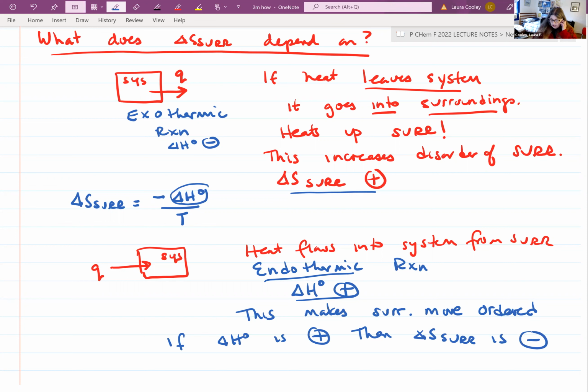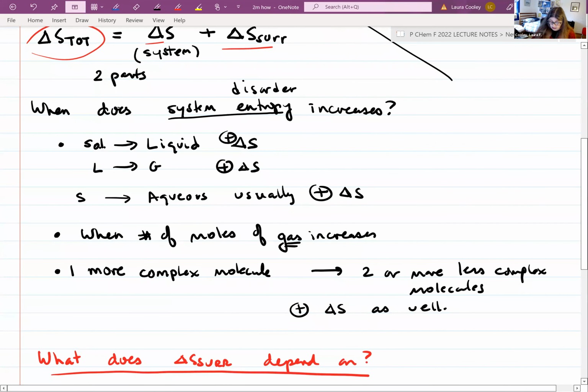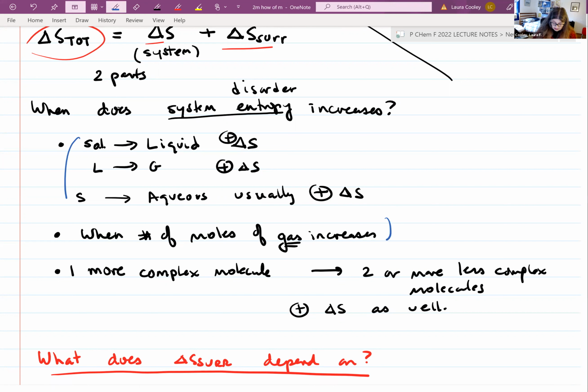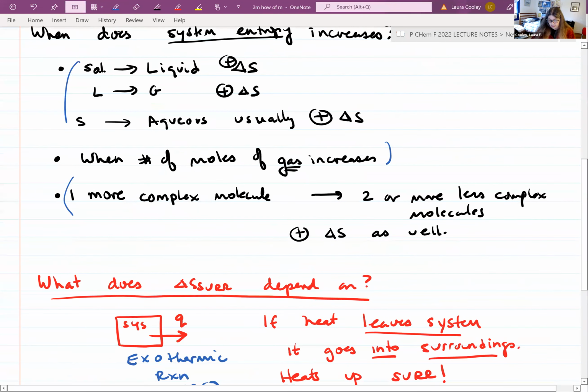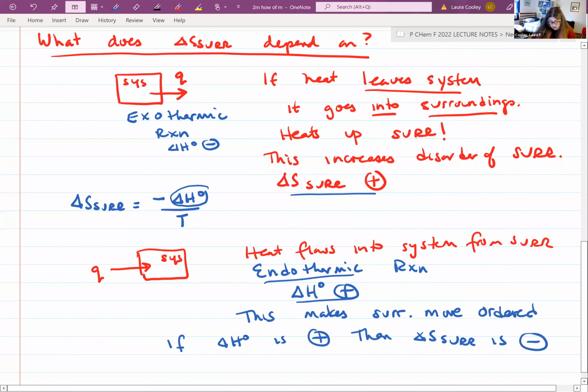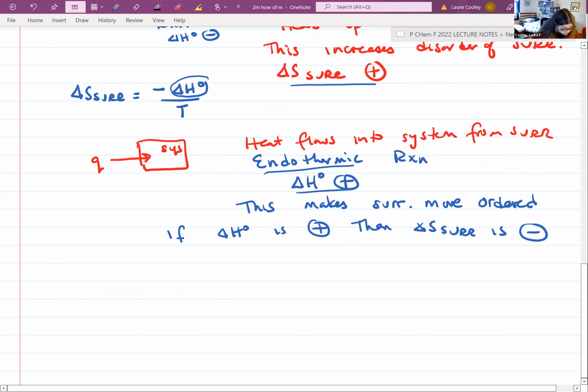So you can always tell what the sign of delta S surroundings is just from the sign of the delta H. How do you tell what the sign of delta S for the system is? Well, for that, you look for these different rules of thumb: phase changes, moles of gas, complexity of the molecules, and how many molecules you have. Those are good things to look for.